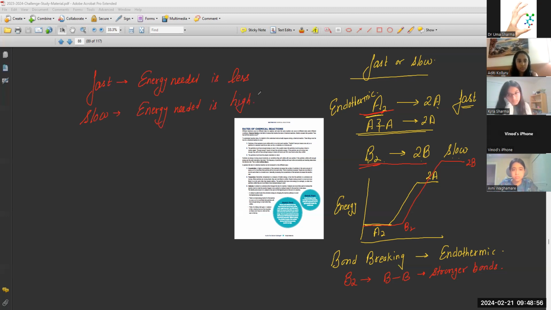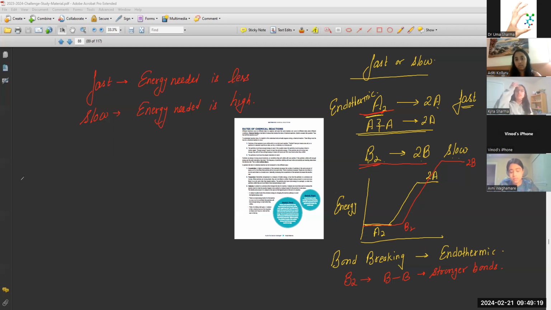So basically in kinetics, you're dealing with energies. Kinetics is based on the energy of the molecules. How much energy is needed to break the bonds? If the energy needed is very large, the reaction will be slow. If the energy needed is very low, the reaction is fast. We are clear about it?